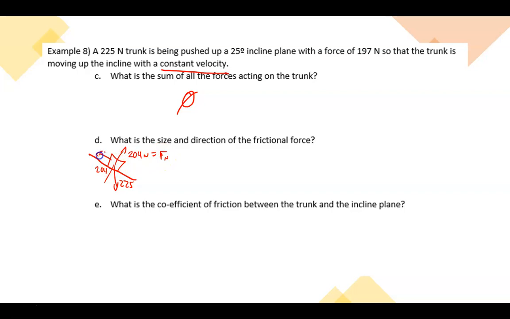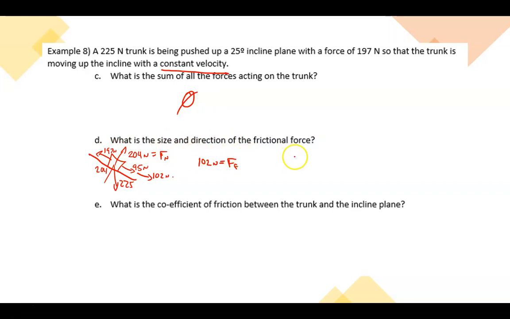We're applying 197 newtons this way, and we know that it is 95 newtons this way, which means that there is an overall force of 102 newtons that we have to account for. Where is that coming from? Well, that's going to be coming from the friction. If all these forces are canceling out, it's moving up the ramp, so friction is moving down the ramp, opposing the motion. These two forces need to add up to this one in order for everything to be equal to 0.